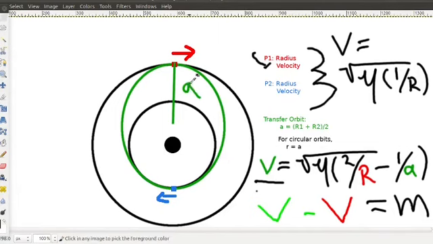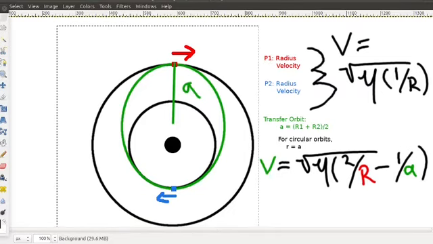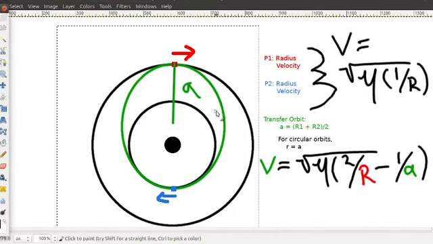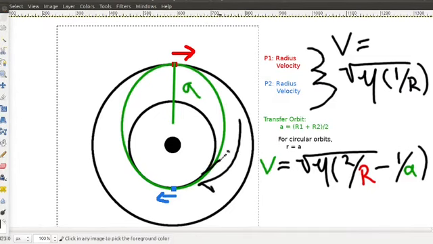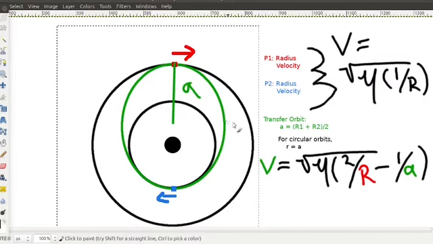And now having had your transfer velocity, you just wait until you go around and reach this blue point. Having reached this blue point, you take your same thing, but now instead of running it for red R, you're running for blue R, your final radius. So you take the same information, you plug in this, that tells you how fast you need to be going to stay in this circular orbit, your final orbit, blue orbit.